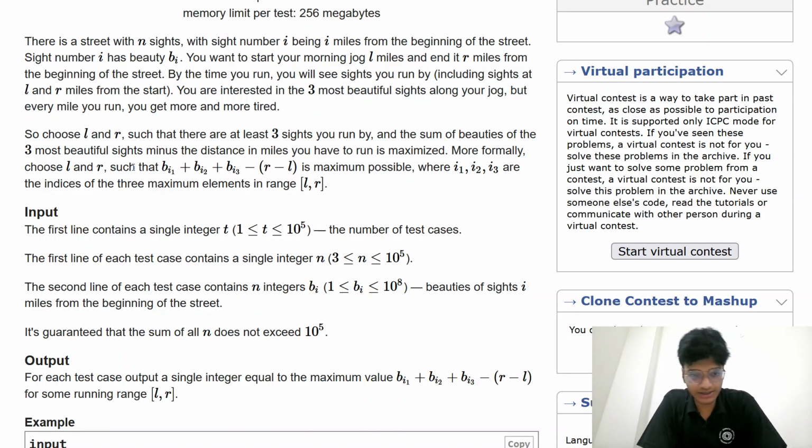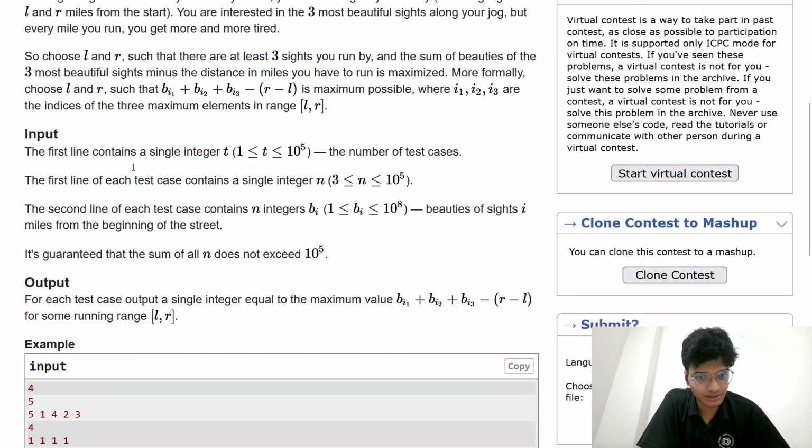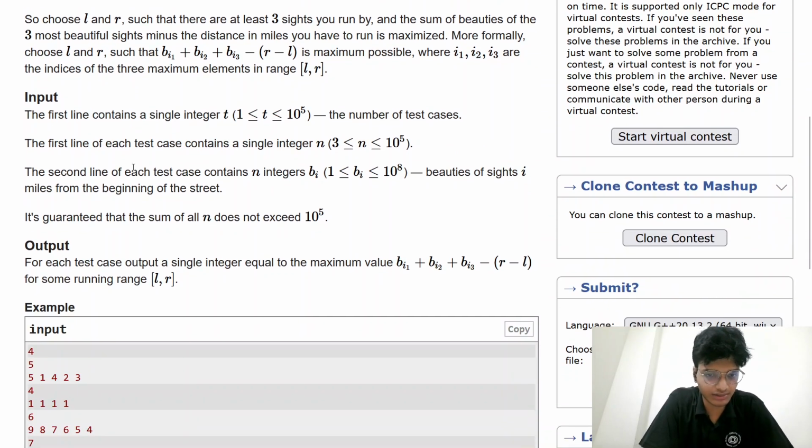So what is the input that is given? The number of test cases, up to 10 to the 5, and a single integer n, and then all those beauties of the sites. We have to maximize our answer, that is b_i1 plus b_i2 plus b_i3 minus R minus L.